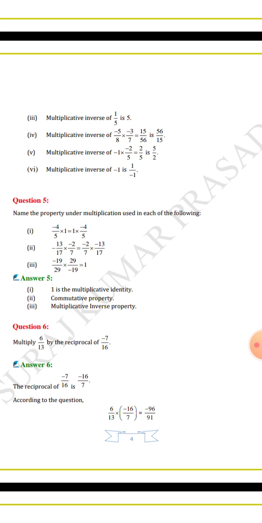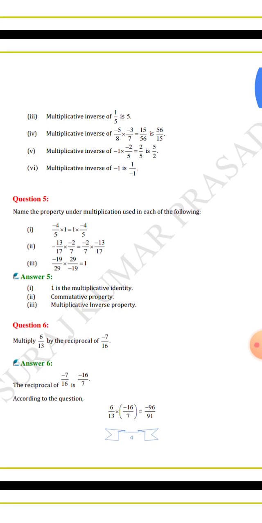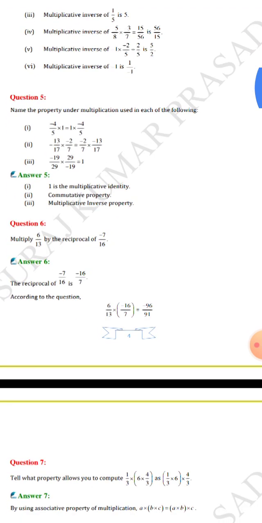Fifth one, the multiplicative inverse of minus 1 into minus 2 by 5, which is equal to 2 by 5, is 5 by 2. The multiplicative inverse of minus 1 is equal to 1 by minus 1. Let's solve the next question.